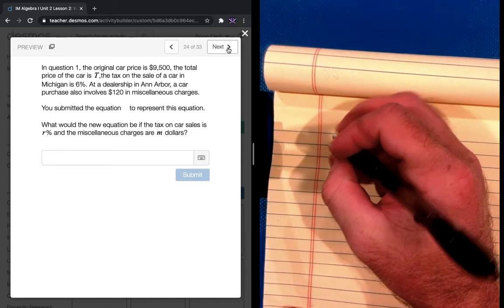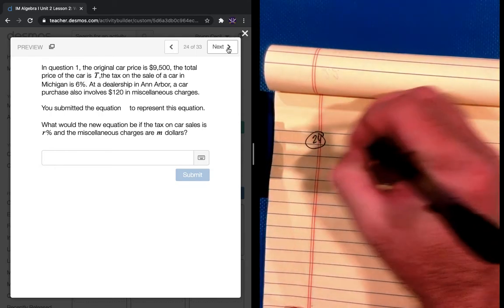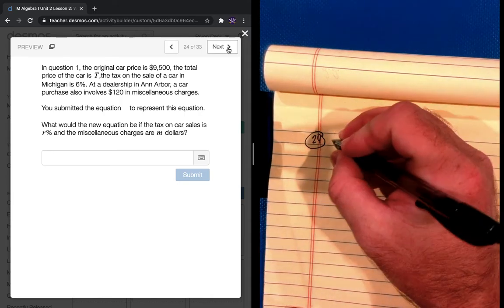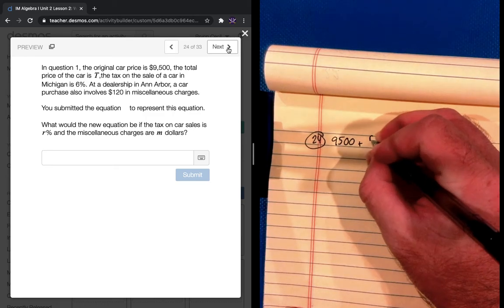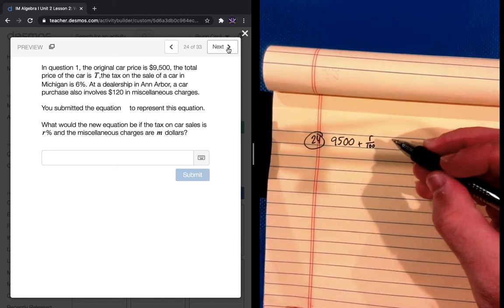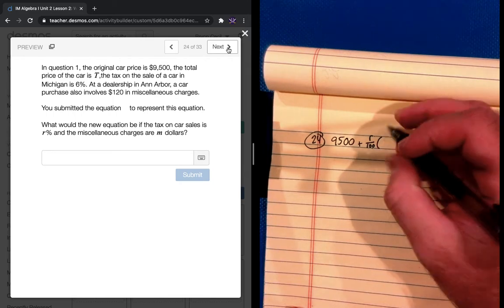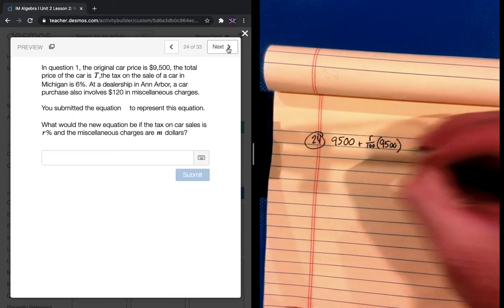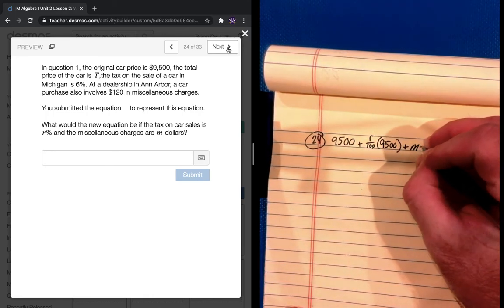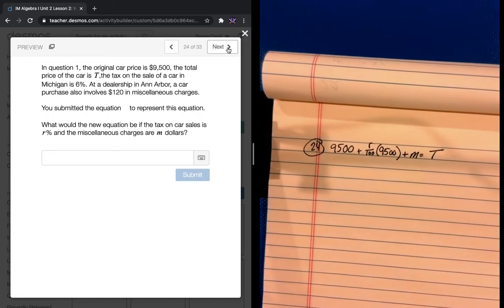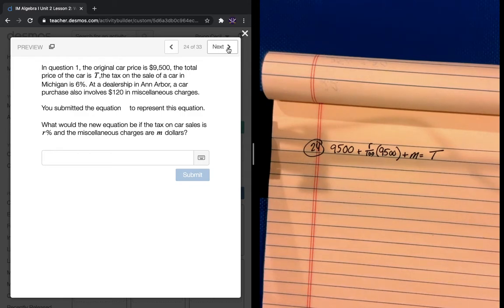get new paper here. For number 24, okay, we took the price of the car, which again was 9,500. We had the rate. We didn't know what that was, but it has to go over 100. That's how we turn a percent into a decimal. We take that times the 9,500, which was the original amount of the car. We don't know what the miscellaneous charge is, so it's M, and we add all of those together, and it gives us our total. Yes, I'm going fast. If you need to slow that down and process it, feel free to pause it and back it up.